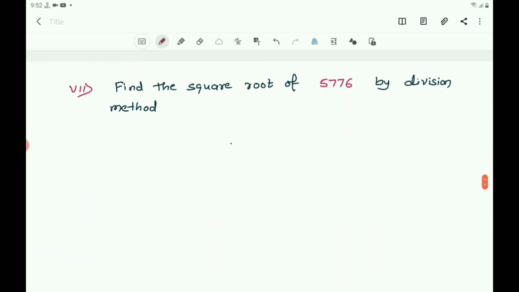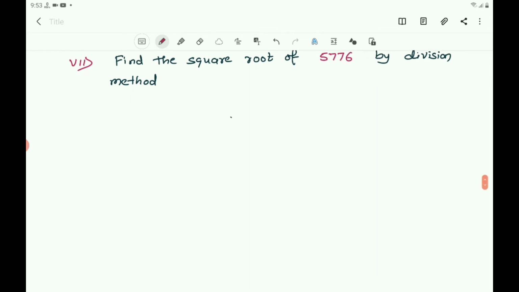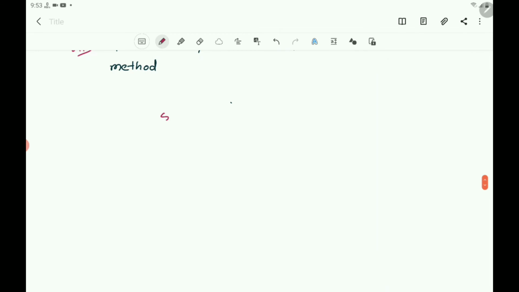Next one you take, the 7th one. Find the square root of 5776 by division method. This number is also having 4 digits. Write that number, 5776, and make the group of 2 digits. First one is 57, next 76. So under the first bar 57 is there, next 76 that you have to consider.